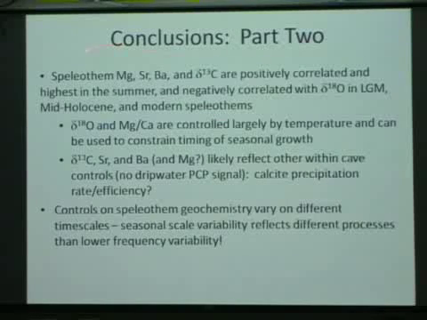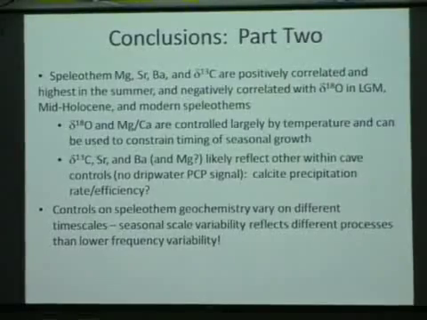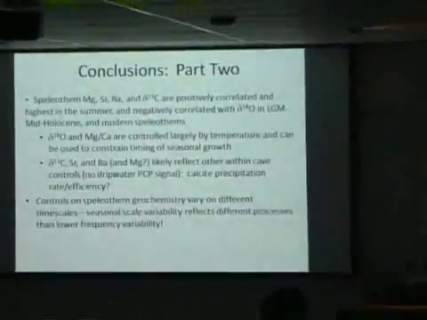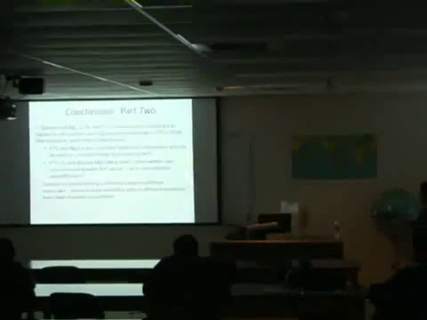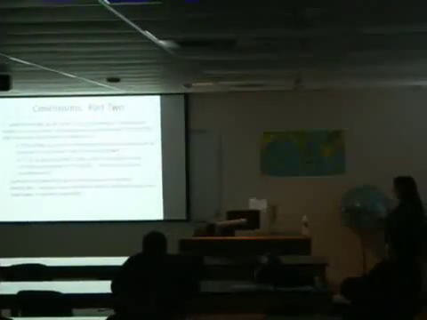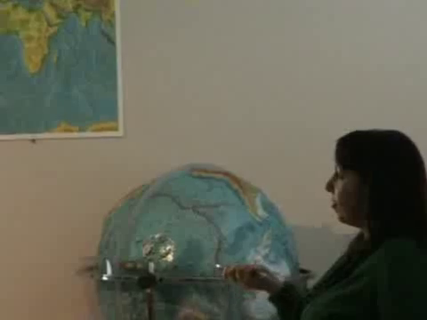And so just to conclude then, speleothem magnesium, strontium, barium, and carbon, delta C13, are positively correlated, highest in the summer, and are negatively correlated with delta 18O. And this is true for the last glacial maximum, the mid-Holocene, and modern speleothems. So the same mechanisms were likely operating at each of these times. And so we're working on different ways where we can combine the proxies in order to potentially get out something more useful in terms of paleoclimate.